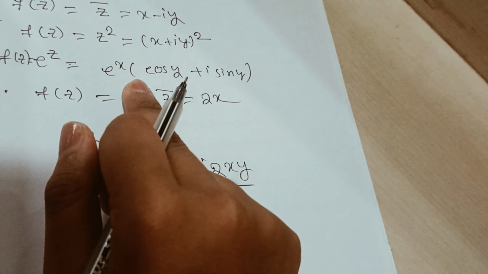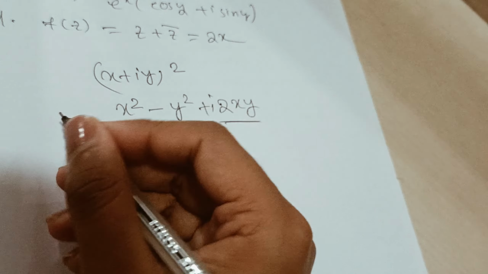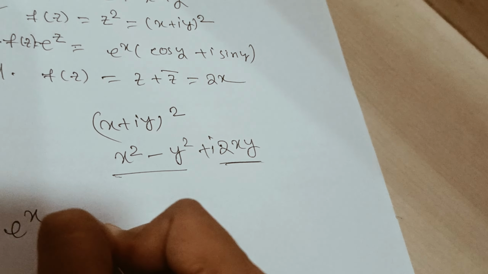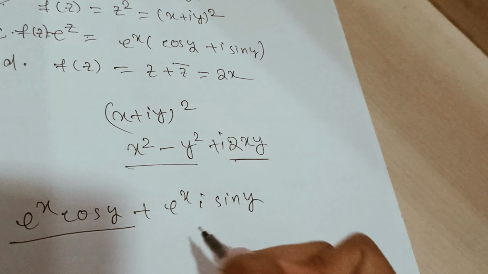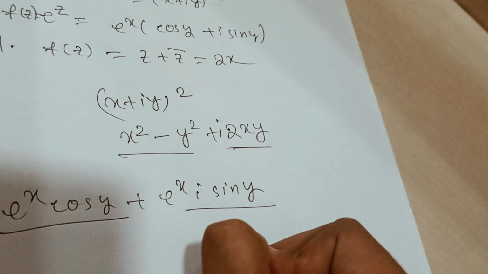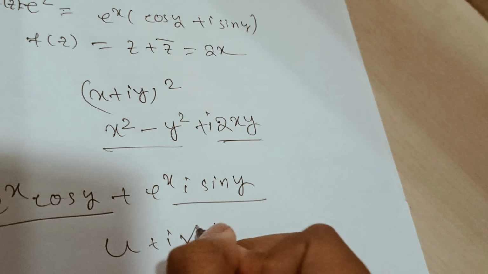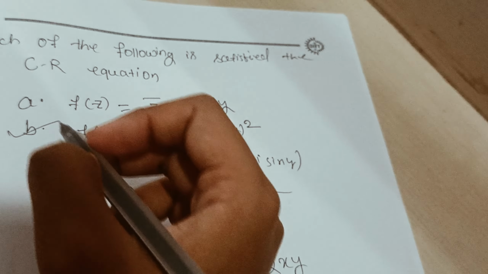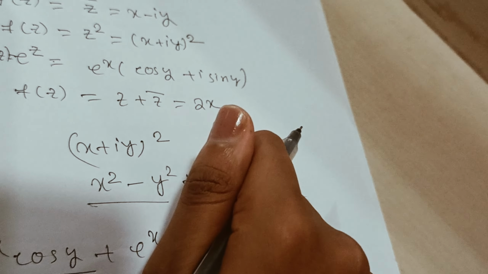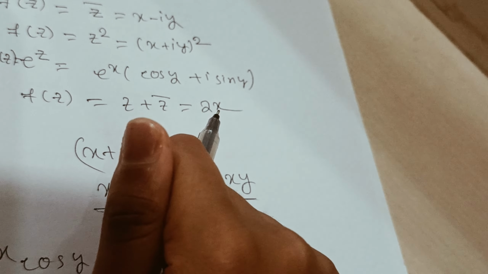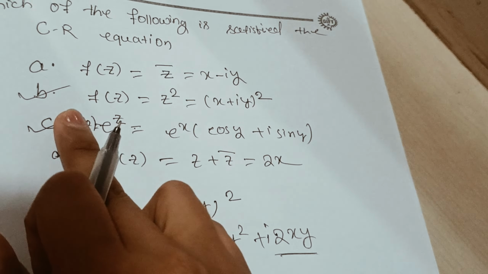And C, f of z equals e to the x times (cos y plus i sin y), which equals e to the x cos y plus i e to the x sin y. This is the real part and this is the imaginary part. So this also satisfies the CR equations, u plus iv. So this option is also correct. And D, f of z equals z plus z bar equals 2x. So it's a purely real function and does not satisfy the CR equations. So options B and C are correct.